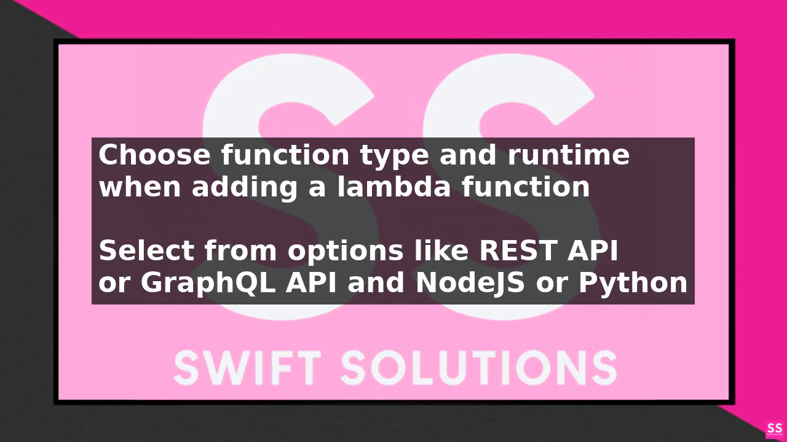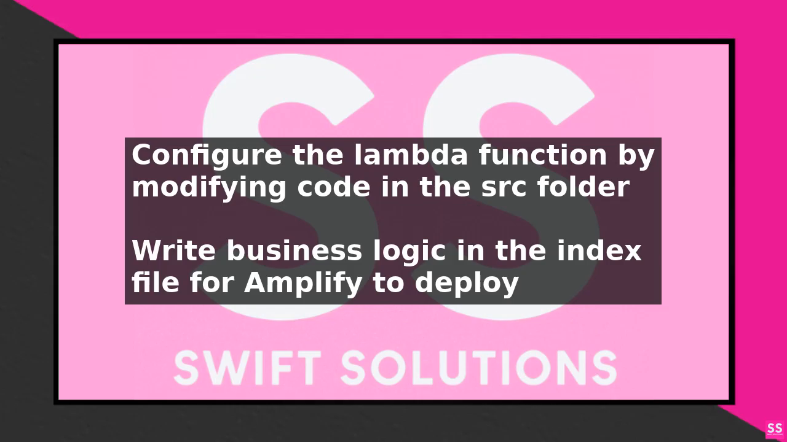You can write your business logic in the index file, and Amplify will take care of deploying the function to AWS. To deploy the Lambda function, run the command amplify push. This will create the necessary AWS resources, including the Lambda function, API gateway, and IAM roles. Once the deployment is complete, you can test your Lambda function by running the command amplify invoke.